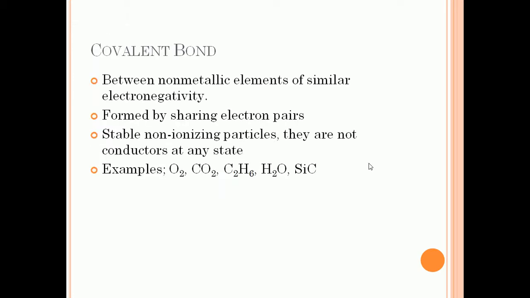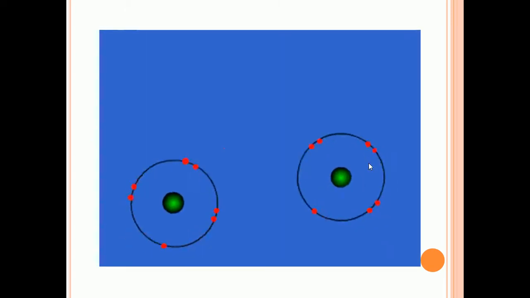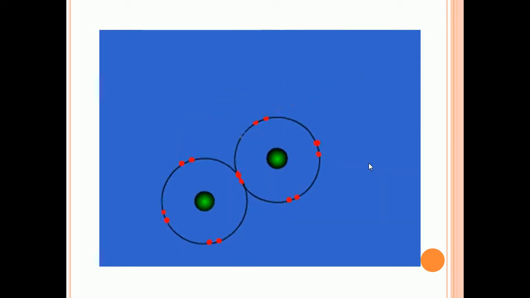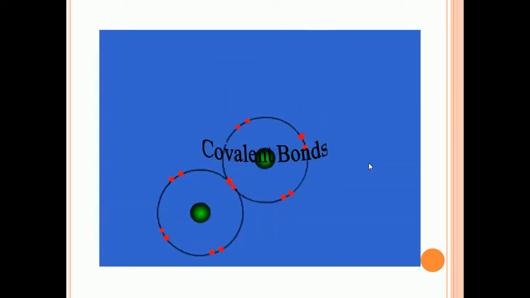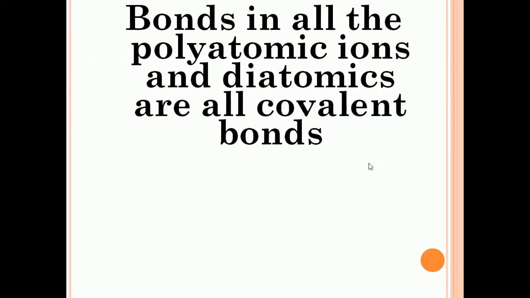Next is the covalent bond between non-metallic elements. They have similar electronegativity, and the bond is formed by the sharing of an electron pair. Stable particles do not conduct in any state. Oxygen and nitrogen are gases. So this is a representation of the covalent bond. It is not a permanent type of bond. It is formed for a moment.